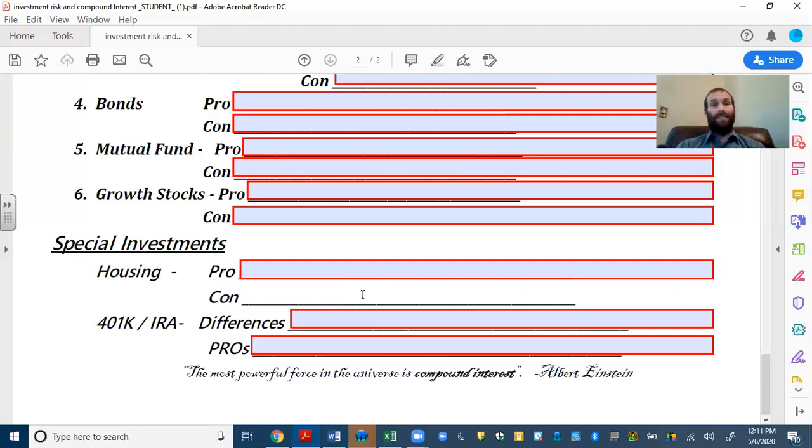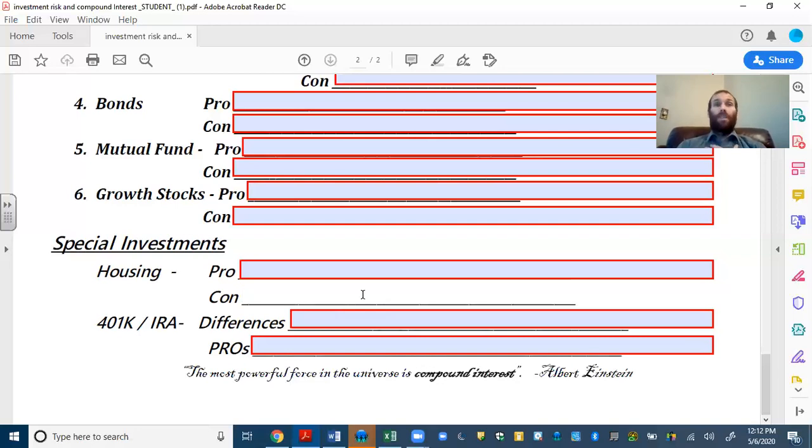Another con of housing is maintenance. I can't just buy a house, do nothing, and say, give me money later. I need to fix it. Every 10 to 15 years, I need to put a new roof on it, and that can cost $10,000 to $25,000. So we have taxes, we have maintenance, and also it's not liquid at all.